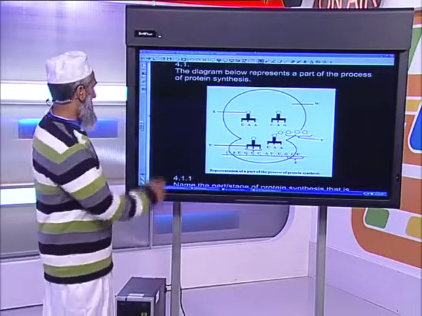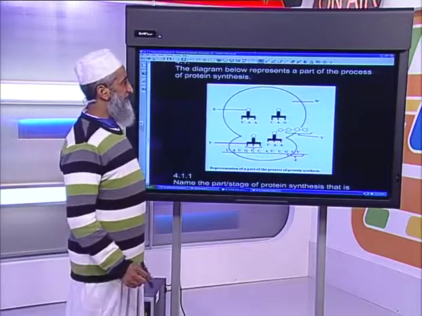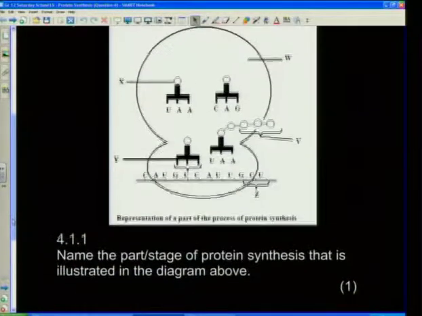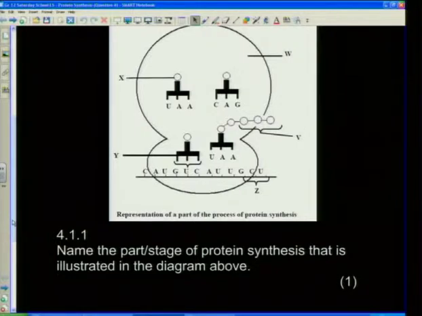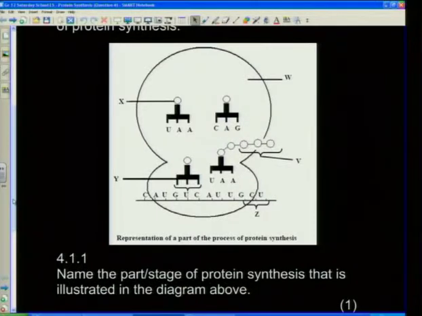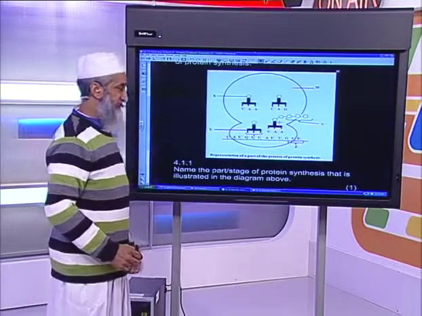Thanks, Ty. And guys, we're back, and we're still on protein synthesis. The question says the diagram below represents a part of the process of protein synthesis, and they give you a nice diagram. The first question says, name the part or stage of protein synthesis that is illustrated in this diagram. If you look at this diagram, you can see very clearly there are your transfer RNAs coming, and this is the ribosome. Remember, you have this double semicircular type of structure that represents the ribosome. So this would be translation. That's the first answer there.